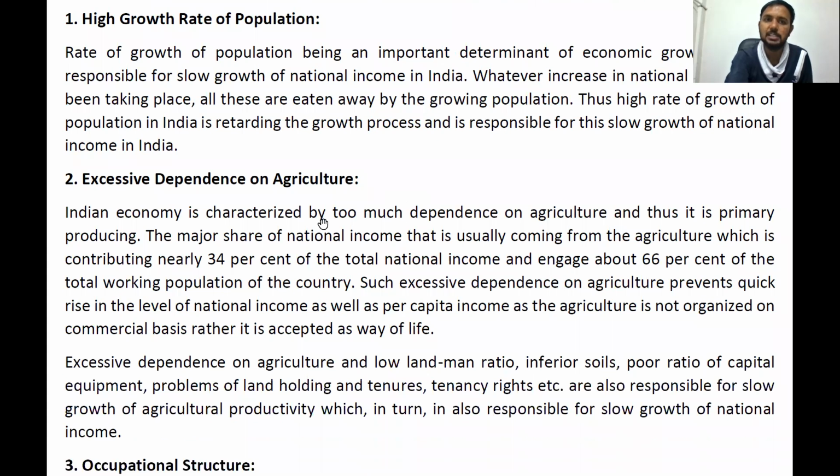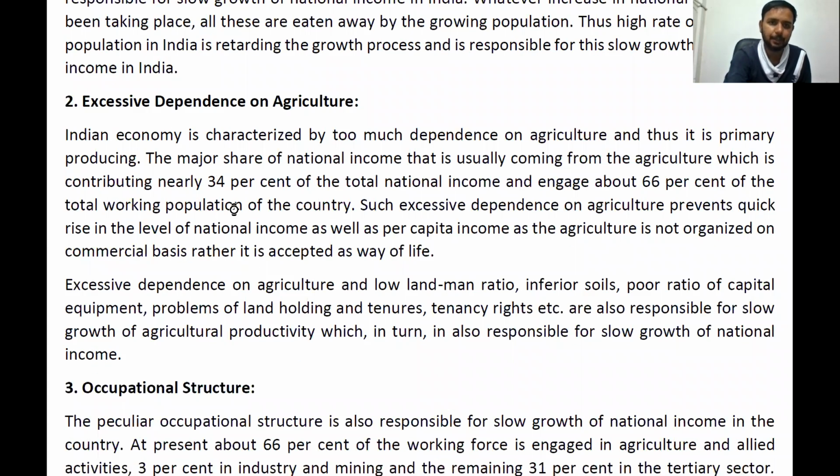The second cause is excessive dependence on agriculture. Our country is largely dependent on agriculture. At present, it is good that we get at least 50% contribution from the service sector. But even though, we also largely depend on agriculture, so it is very important to switch over to the industrial sector to boost our economy, so that we can get a higher rate of national income. So this is also one of the major causes for the slow rate of national income.